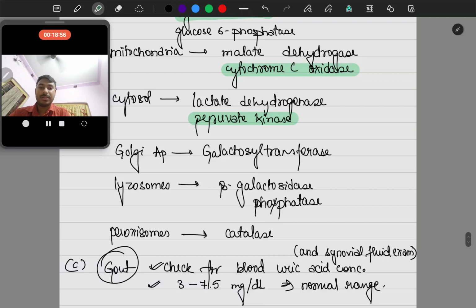In Golgi apparatus, there can be galactosyl transferase, as the name given here, G and here G. Just remember this mnemonic. And in lysosomes, it can be acid phosphatase or beta galactosidase, and in peroxisomes, catalase is the main enzyme.